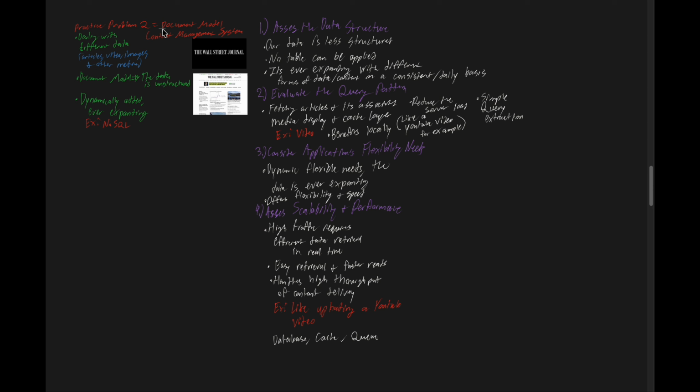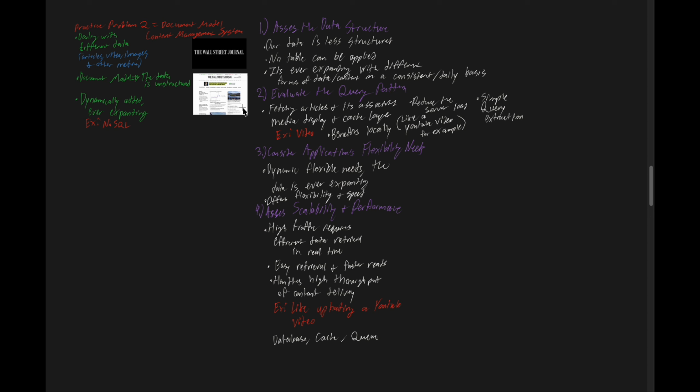So in our document model, we're dealing with different modes of data. The document model is great for unstructured data, where the data is dynamically added. For all of our four points, we need to assess the data structure first, evaluate the query pattern, consider the application's flexibility needs, and assess scalability and performance. In the first part, while assessing the data structure, our data is already considered less structured, since we're dealing with different forms of data such as articles, videos, images, and content, and no table can be applied.